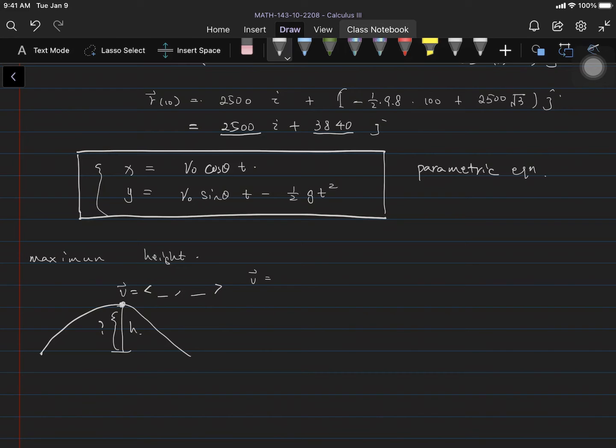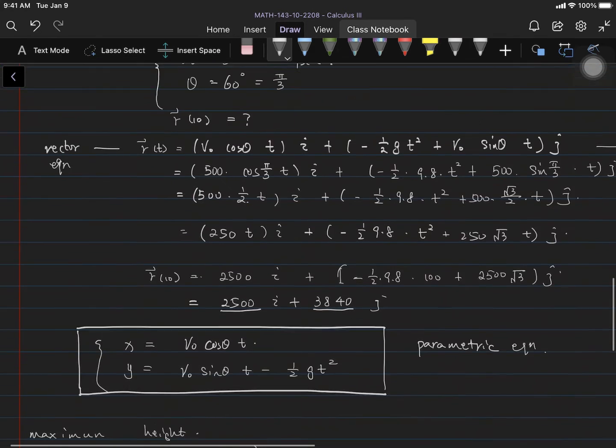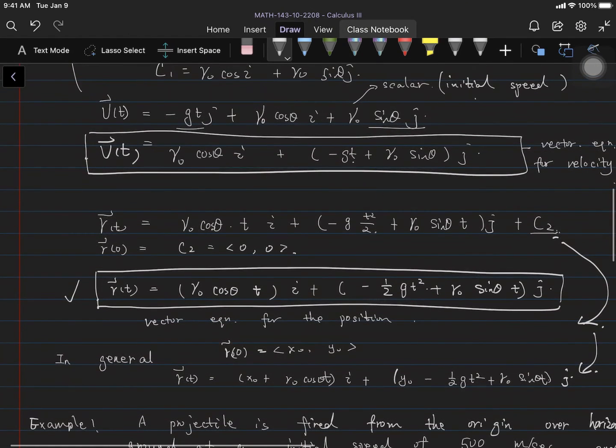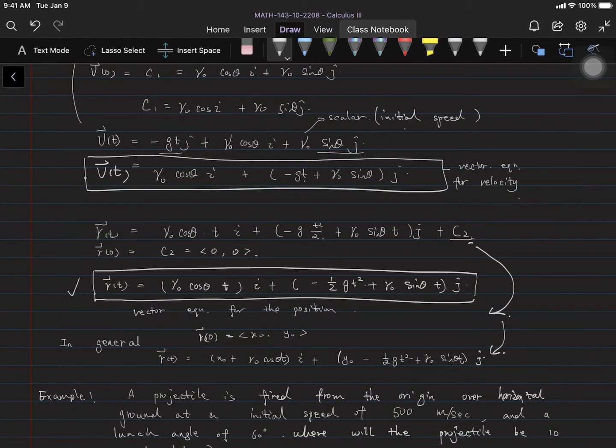But when you get to the highest position, this term, this one needs to be 0, because in the j direction it's not going to go up anymore. It's going to stop there. So it may have some velocity in the x direction, but in the y direction, the velocity has to be 0. If we look at our velocity vector function, the j component, or the y component, is negative gt.